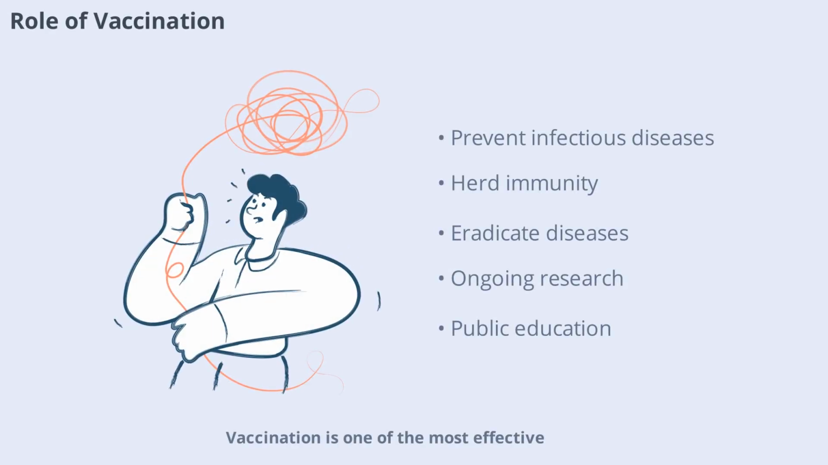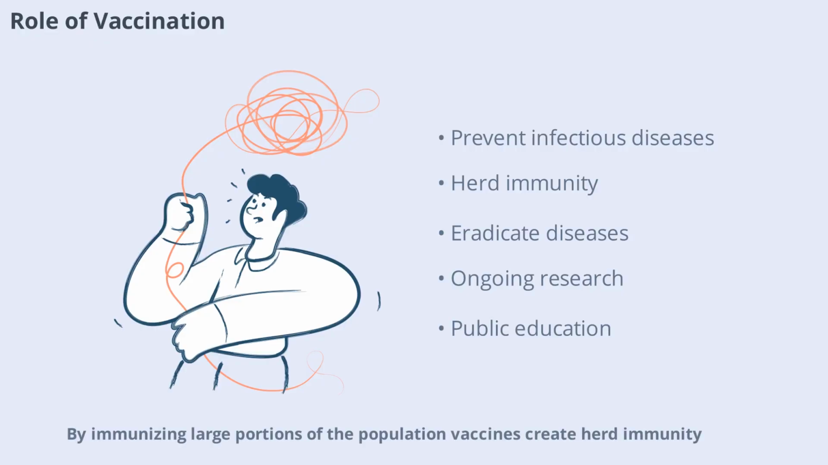Vaccination is one of the most effective public health tools for preventing infectious diseases. By immunizing large portions of the population, vaccines create herd immunity, protecting even those who can't be vaccinated. Vaccination campaigns have led to the eradication or control of diseases like smallpox, polio, and measles. Ongoing research and public education are essential to maintaining high vaccination rates and preventing outbreaks.